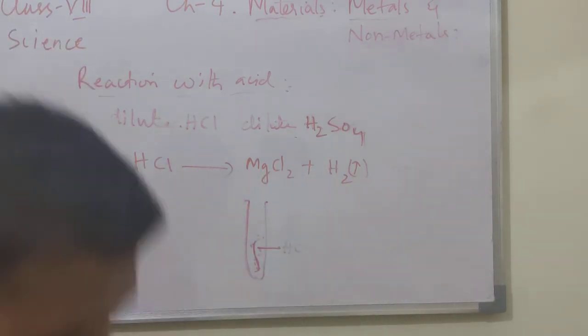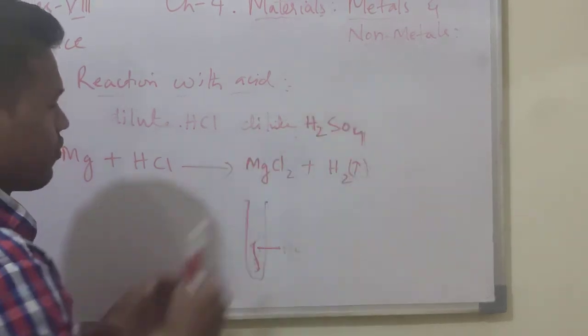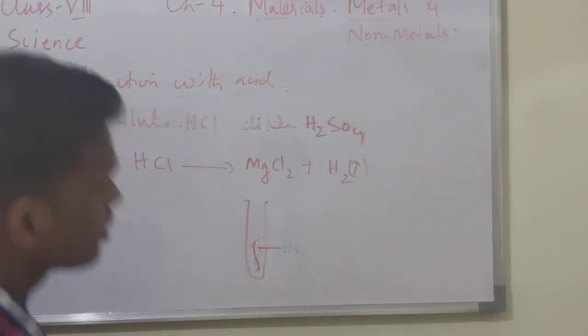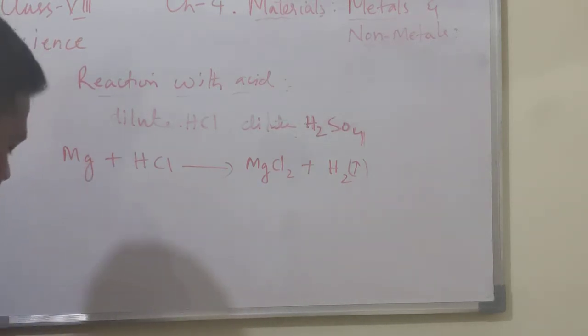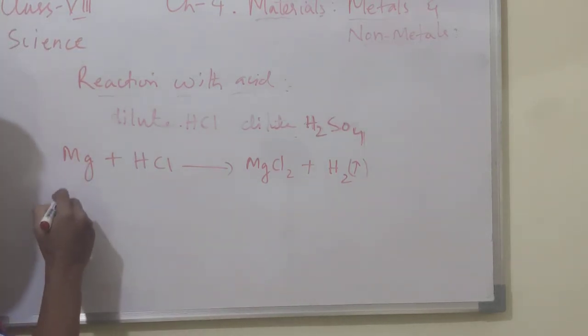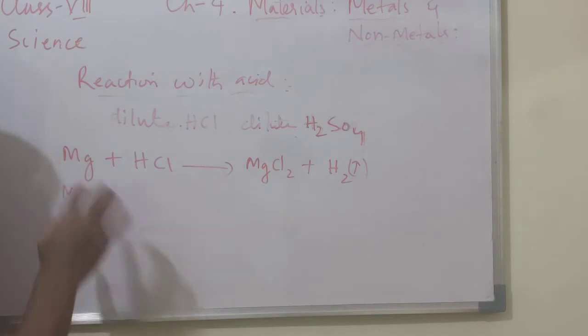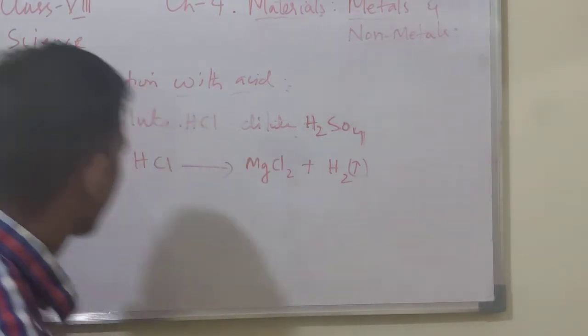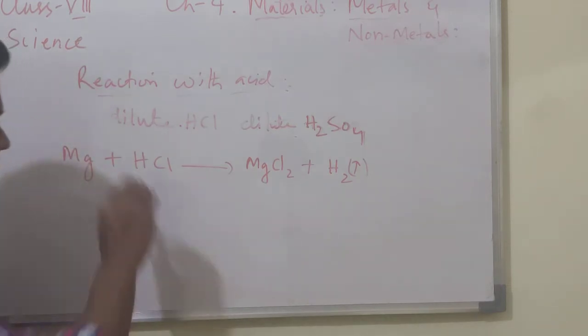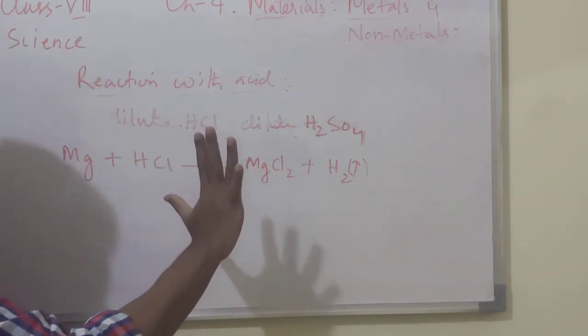Magnesium chloride. What about dilute H2SO4? What about sulfuric acid? Magnesium reacts with sulfuric acid. Magnesium reacts with... I'm not balancing the chemical equation now. If it is balanced, numbers will come here, but that's it.